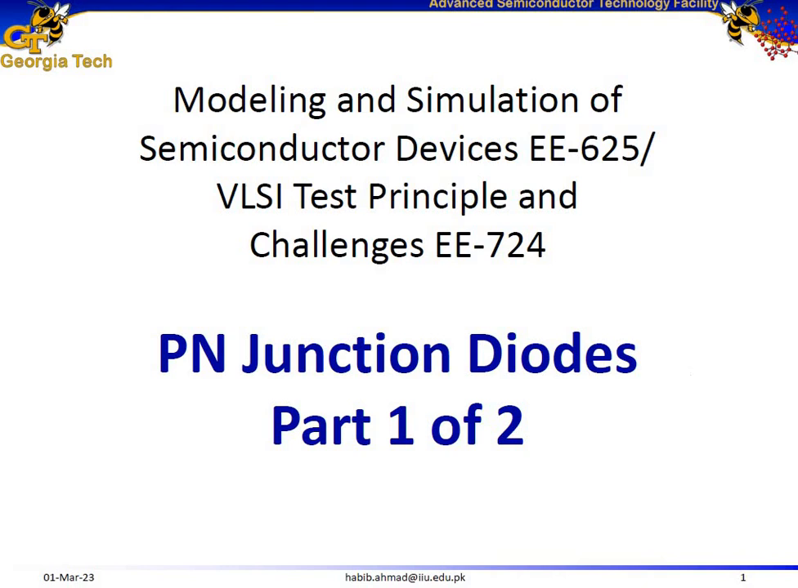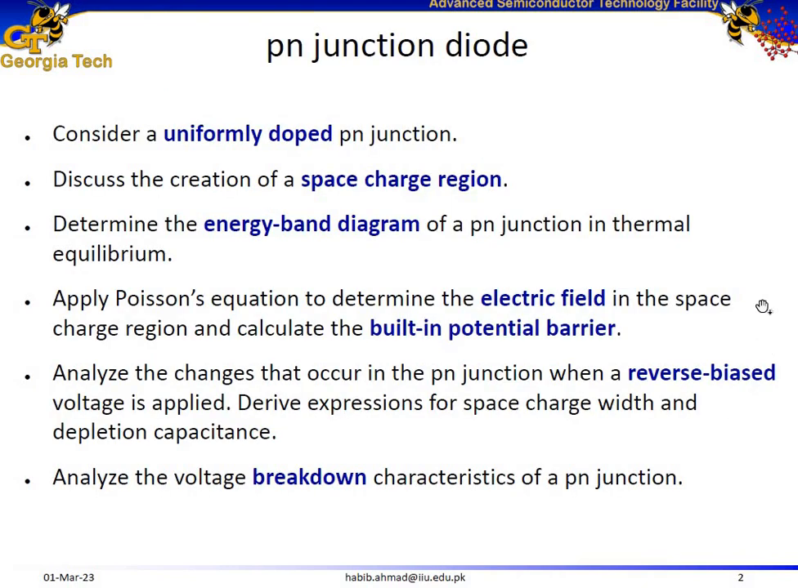Today we are going to talk about p-n junction diodes. In this lecture, we will consider a uniformly doped p-n junction. We will discuss the creation of a space charge region. We will determine the energy band diagram of a p-n junction under thermal equilibrium. Thermal equilibrium means we are not applying any voltage.